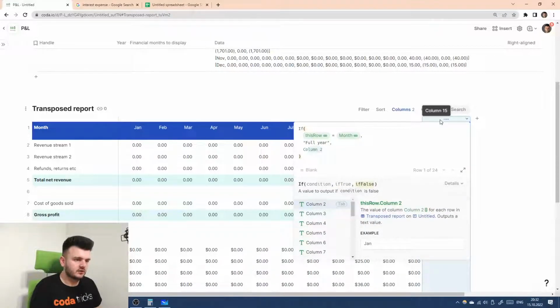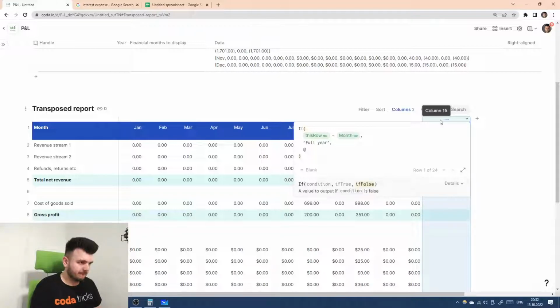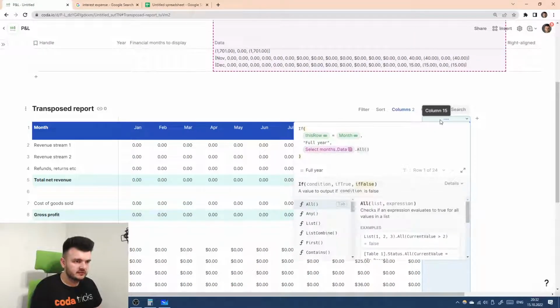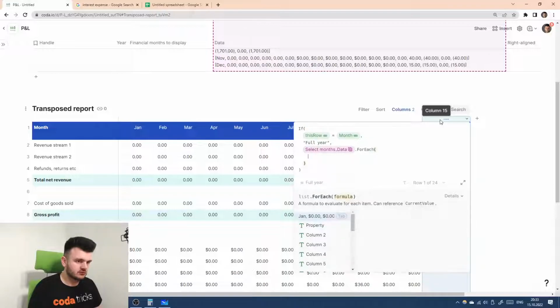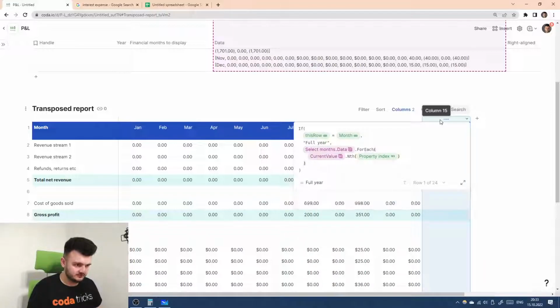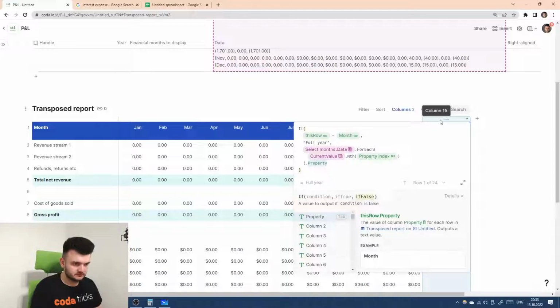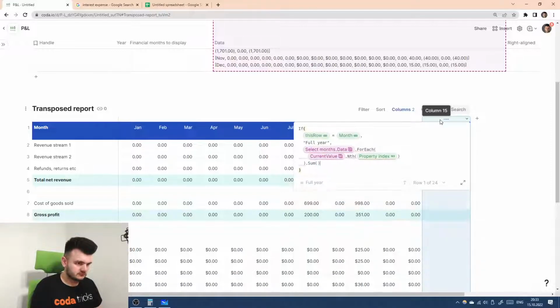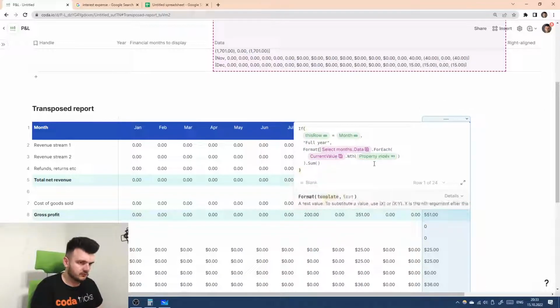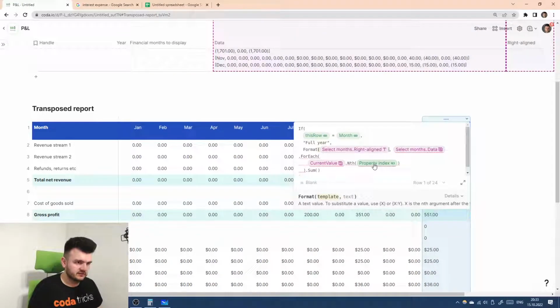Otherwise, either take a sum of column 2 plus column 3, that's one way to do it, or we can take again that row data, for each row, take the nth value from list, the property index, and take the sum of those. And don't forget to, again, format the select months right aligned.